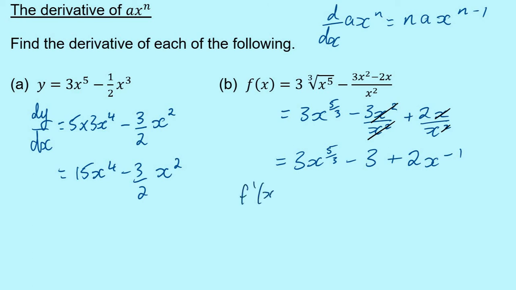Now we call it the derivative, and that's 5/3 times 3x to the power of 2/3. The derivative of any constant is 0, which makes sense because if we look at the graph of a constant, its gradient is 0. And so it makes sense that the derivative of a constant is 0. And this last term we apply in exactly the same way. We multiply by the power and subtract 1.